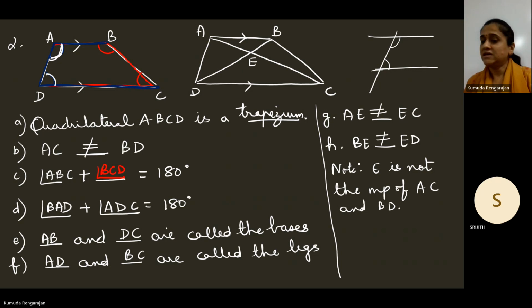You all said AE is equal to EC and BE is equal to ED, no? So I've just written that note for you. E is not the midpoint of AC and BD. They don't bisect each other. Only if they bisect each other, E will be the midpoint of both the diagonals. They don't bisect each other. So E is not the midpoint. So AE is not equal to EC.